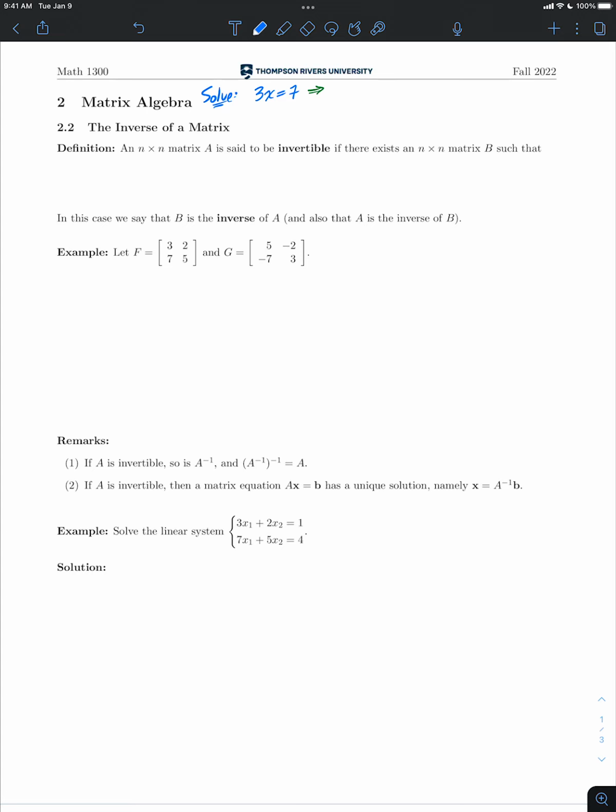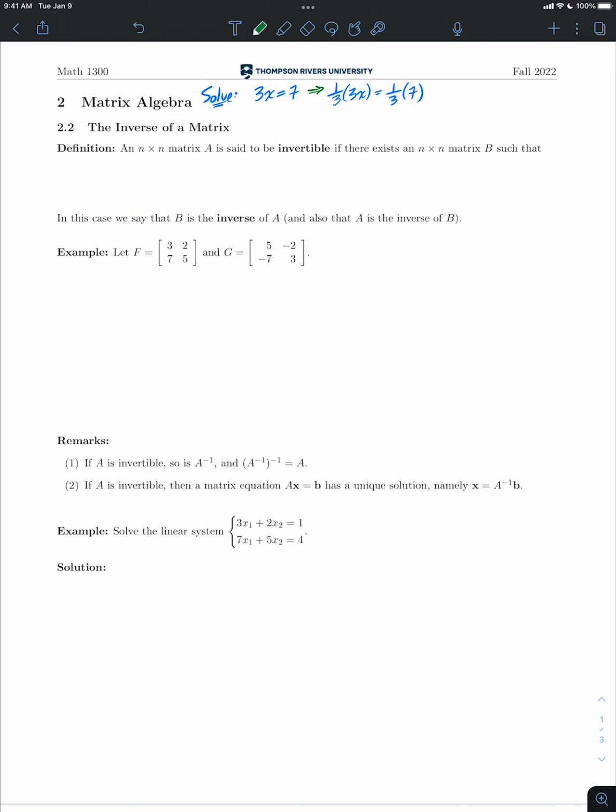What you would be forced to say then is, okay, well, we can still deal with that. We just need to multiply both sides of the equation by 1/3. That's the same as dividing by 3, right? So you'd end up with something like this: 1/3 times the left-hand side is equal to 1/3 times the right-hand side.